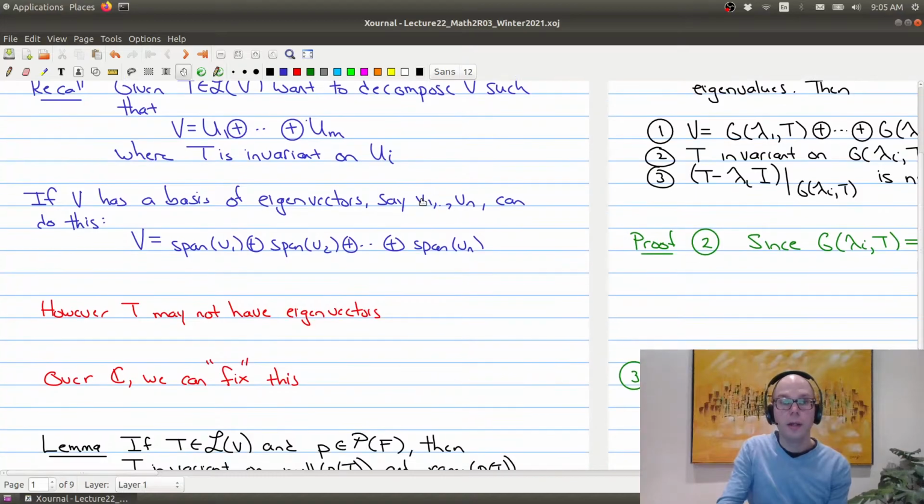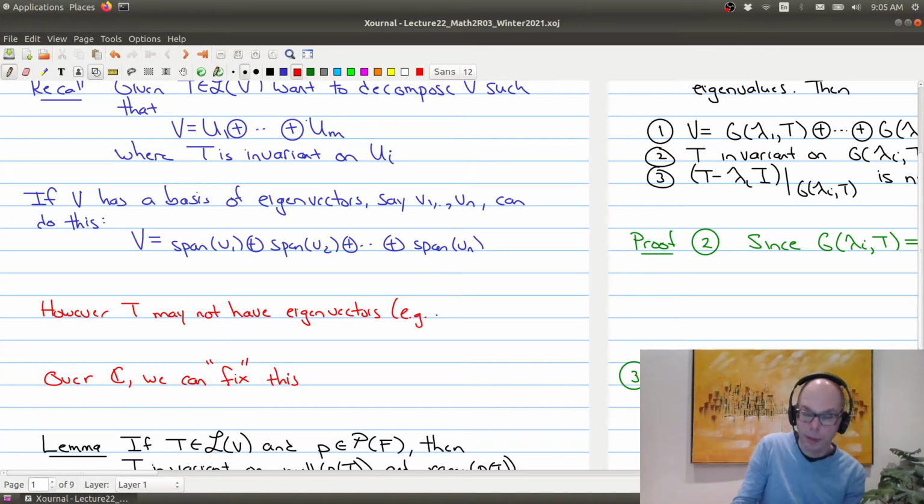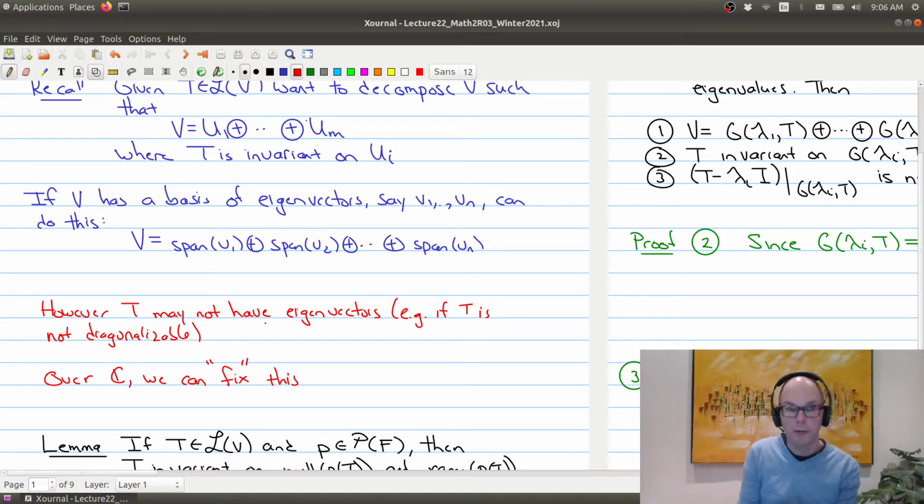But from what we've seen, we may not be able to always do this, even if we work over the complex numbers. The problem is that T may not have enough eigenvectors. For example, this could happen if T is not diagonalizable. We don't have enough eigenvectors around. So we don't have enough eigenvectors to do this trick up here. So the question is, can we fix this somehow? And the point of today's lecture is to show that over the complex numbers we can fix this.